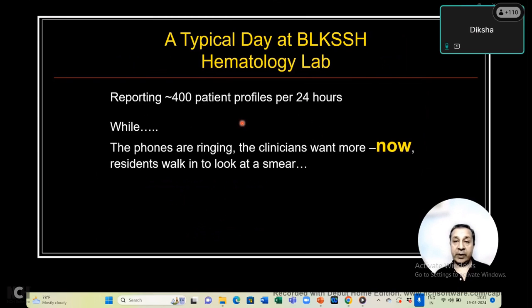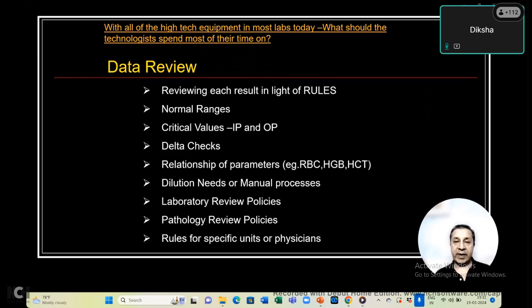So in a typical day at our hospital, we have roughly about 400 patient profiles, especially with respect to CBC, slightly more than that today, per 24 hours, at a time when there are phones ringing and clinicians are wanting the results to come quickly. They also want at times to have a look at the smear along with us, not only for the peripheral smears, but the bone marrow. When you want to do all this, you are expected to make sure that you're not just taking on the burden of working alone.